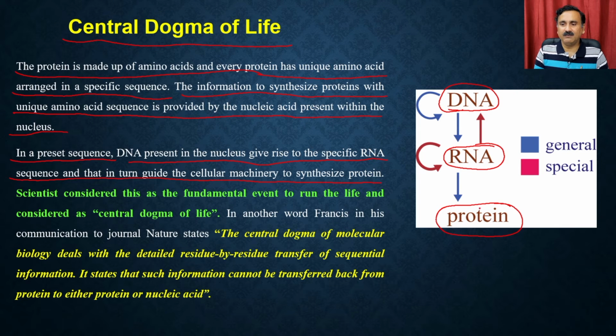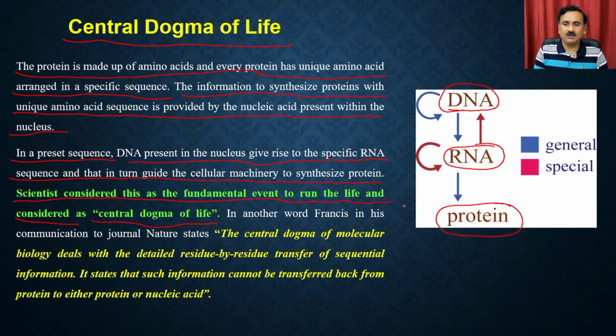That's why, if you want to have the proteins, you first have to synthesize the RNA, and then you have to synthesize the protein, right? Which means it has to first synthesize the RNA from the DNA, and then from the RNA it is going to synthesize the protein. Scientists consider this the fundamental event to run life and call it the central dogma of life, which means it is the central theme of any kind of life-related activities.